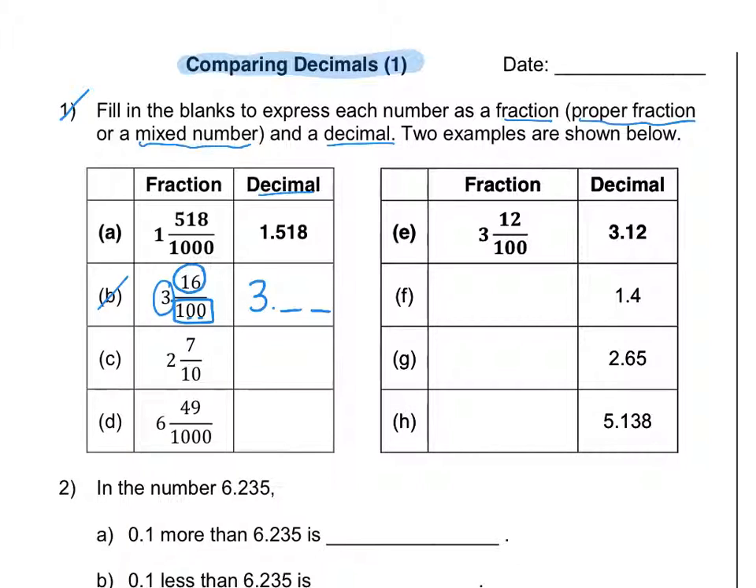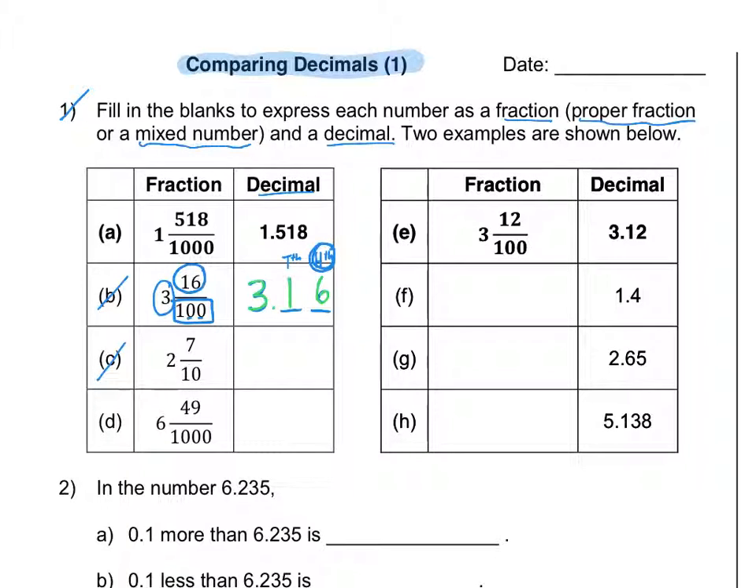Okay, that means this is the 10th place, this is the 100th place. From the 100th place, there should be 1 6. 16 hundredths. Okay, so the answer for part B is 3.16. Let's go on to look at part C.